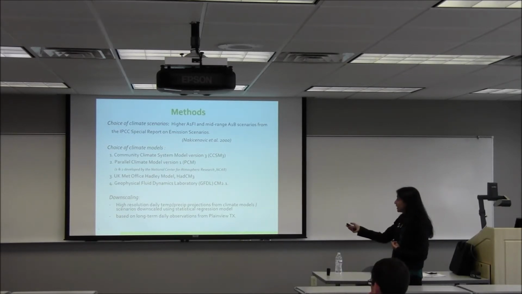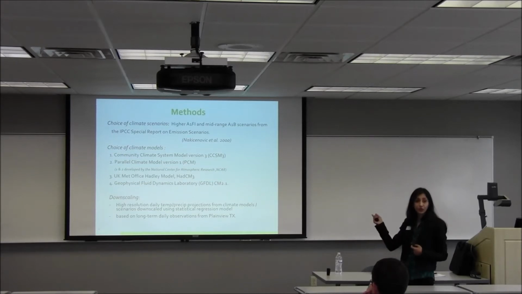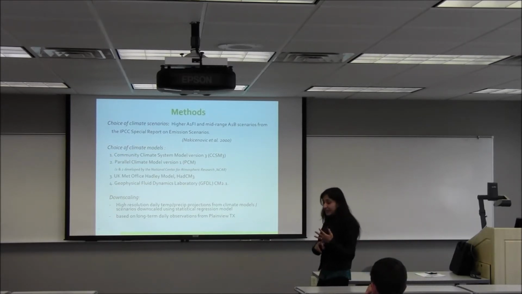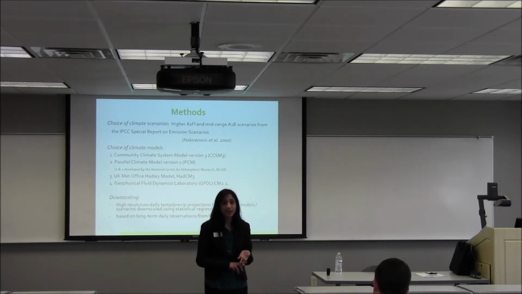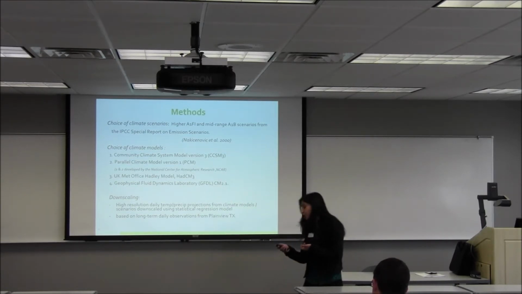And these are based on long-term daily observations from Plainview, Texas, which is the weather station. We had daily temperature and precipitation data from 1960 to 2009, 30 years of daily data. So that's what we use for our climate data.